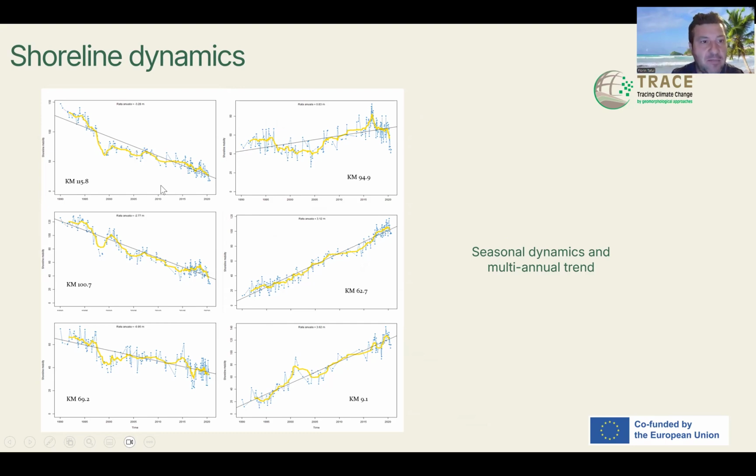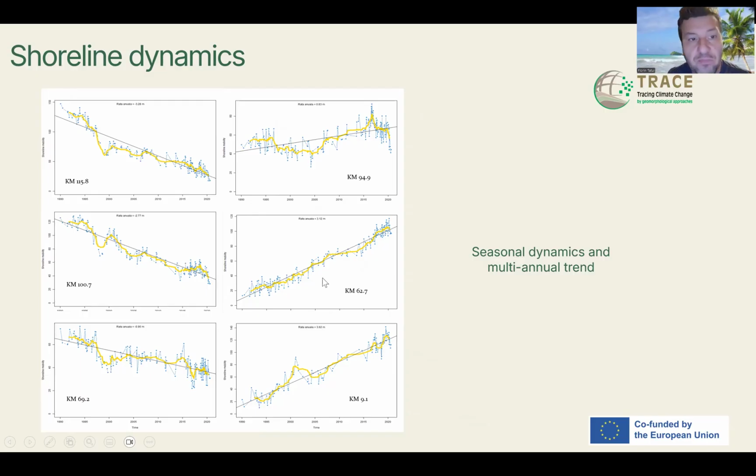For instance, here we can see that we have a general retreat, erosion of the coast. So a retreat of the shoreline with an annual rate of 3.28 meters. Here also this retreat. In other parts we have an accretional trend, so a movement of the shoreline to the sea with rates reaching, in this case for instance, 3.62 meters per year.